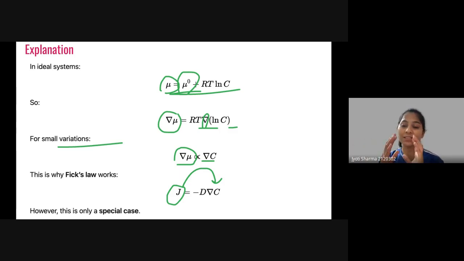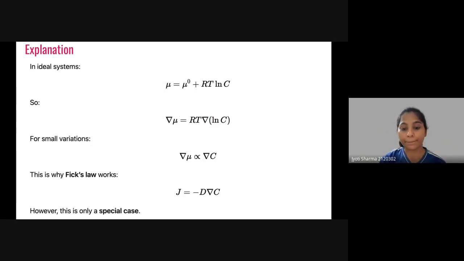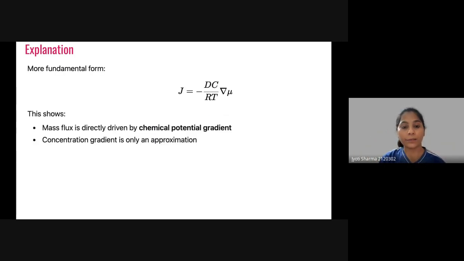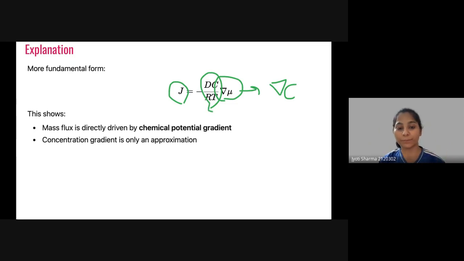So there is a relationship between the chemical potential gradient and the concentration gradient, but these are not equal to each other. The most fundamental form of the equation that we should have is this is your diffusion and this is your chemical potential. So there should be chemical potential, but if we use the concentration gradient here, then we are removing these things and we have a much simpler form.